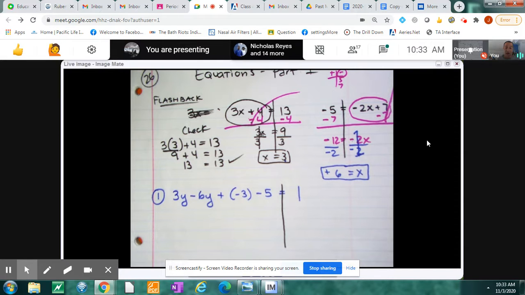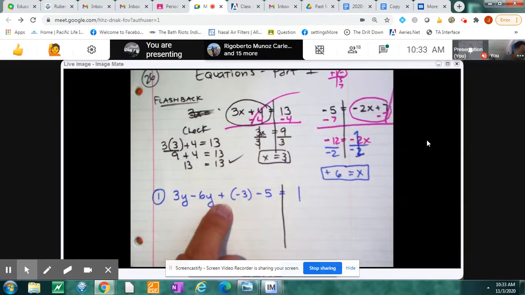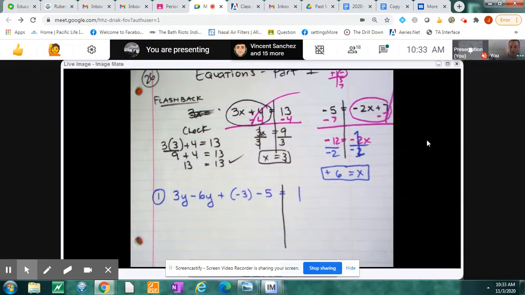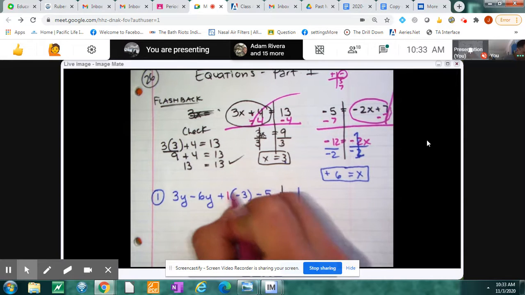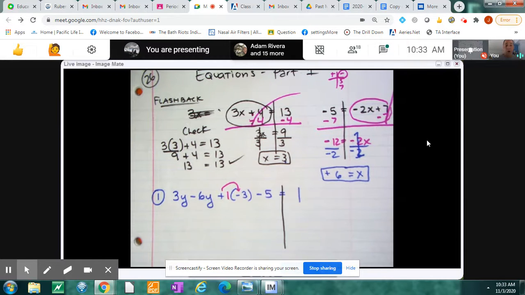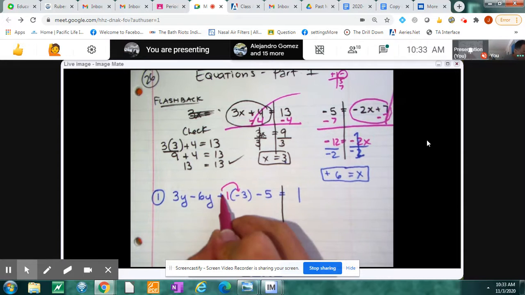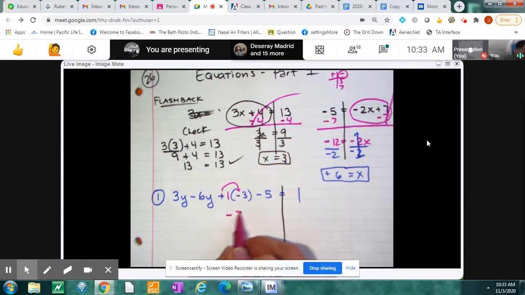All right, so now, first thing you got to look for is parentheses. 3 times y minus 6y plus, oh wait, here's a parentheses, plus negative 3. Put a 1. Why not? You don't have to because it's going to stay the same, right? But when you multiply it, the parentheses disappear. So watch. Positive times negative is negative. 1 times 3 is 3.